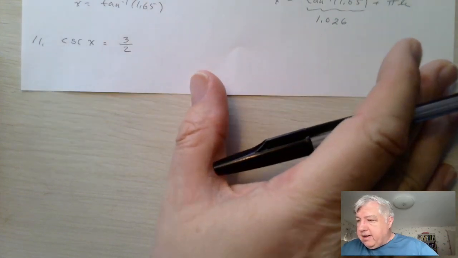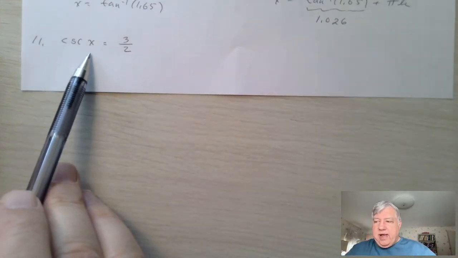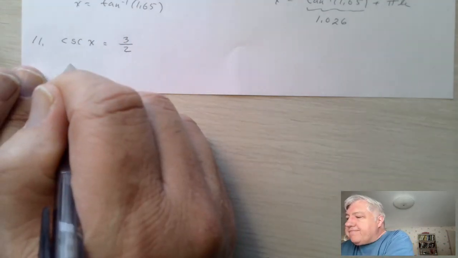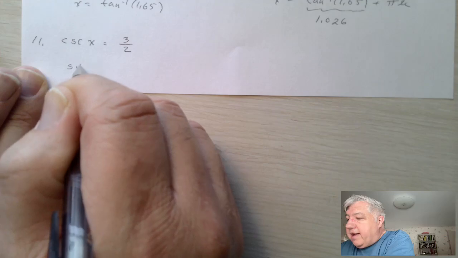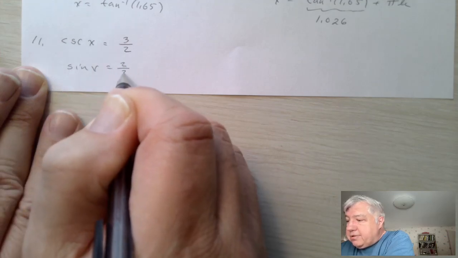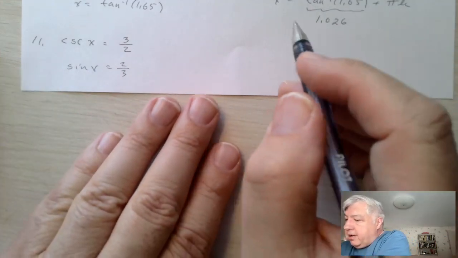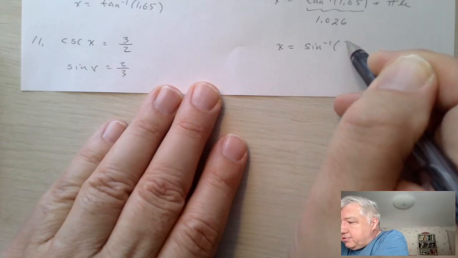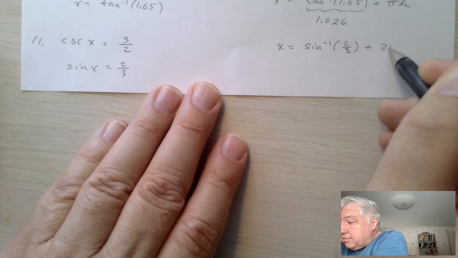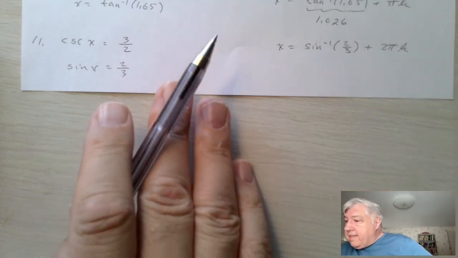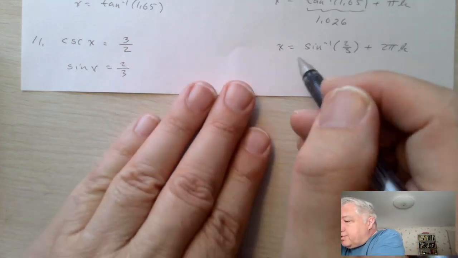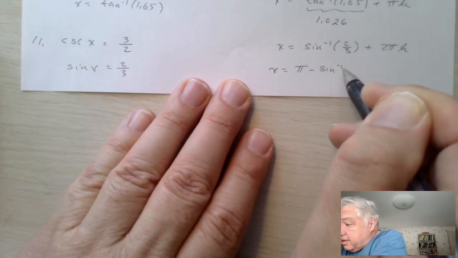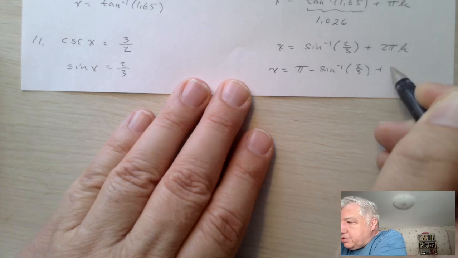And then finally, if the cosecant of x is going to be 3 halves, this means that the sine of x is going to be 2/3. So you can see that x is going to be the inverse sine of 2/3 as one solution. And then the other solution would be pi minus the inverse sine of 2/3 plus 2 pi k.